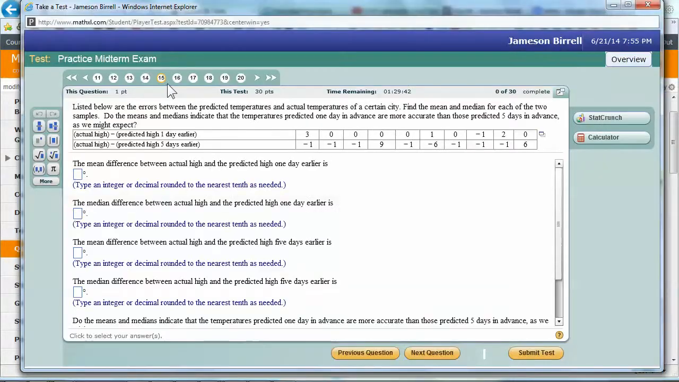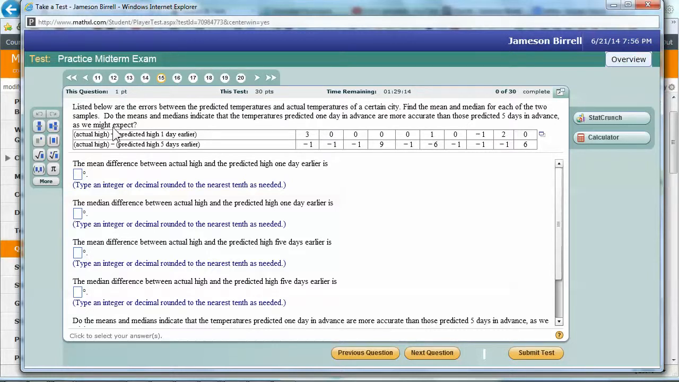Okay, this set's going to start with number 15. Listed below are the errors in the predicted temperatures and actual temperatures of a certain city. Find the mean and median for the two samples, and then start talking about it. Do the means and medians indicate the temperatures predicted 1 day in advance are more accurate than those predicted in 5 days advance, as we might expect?